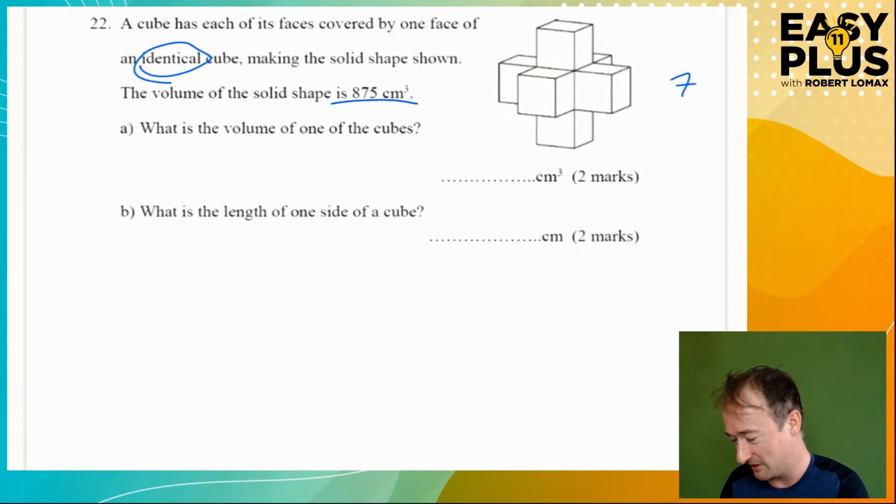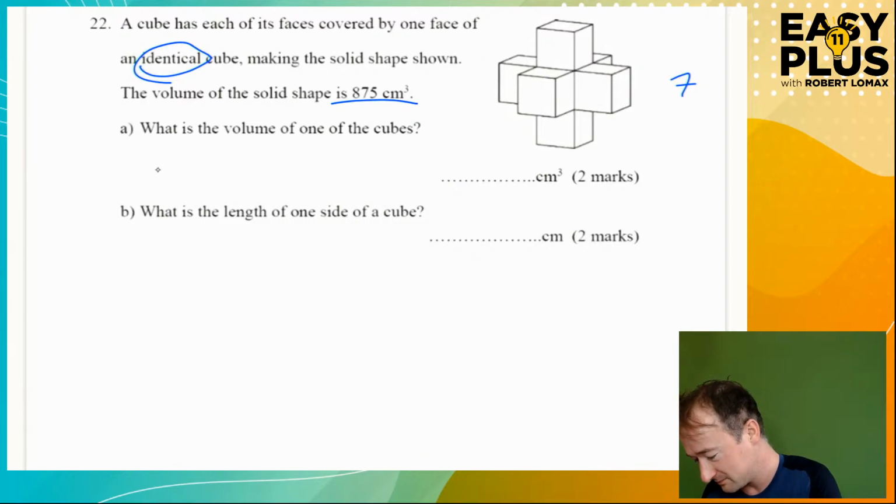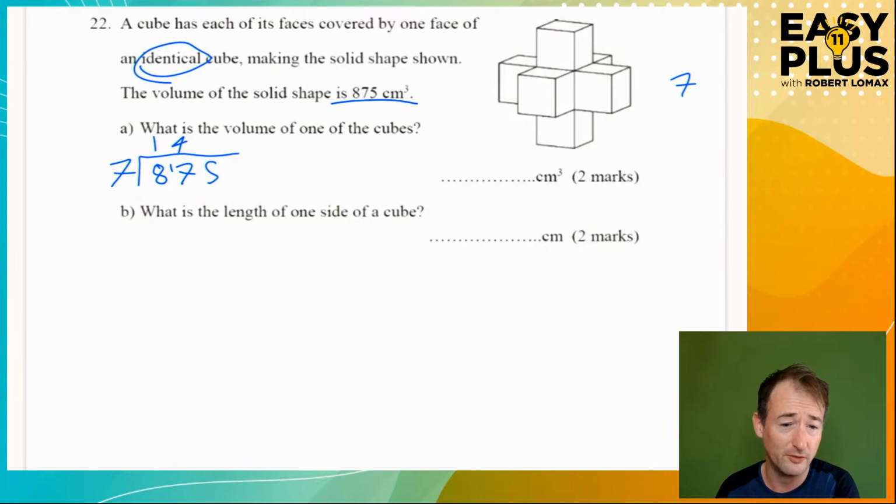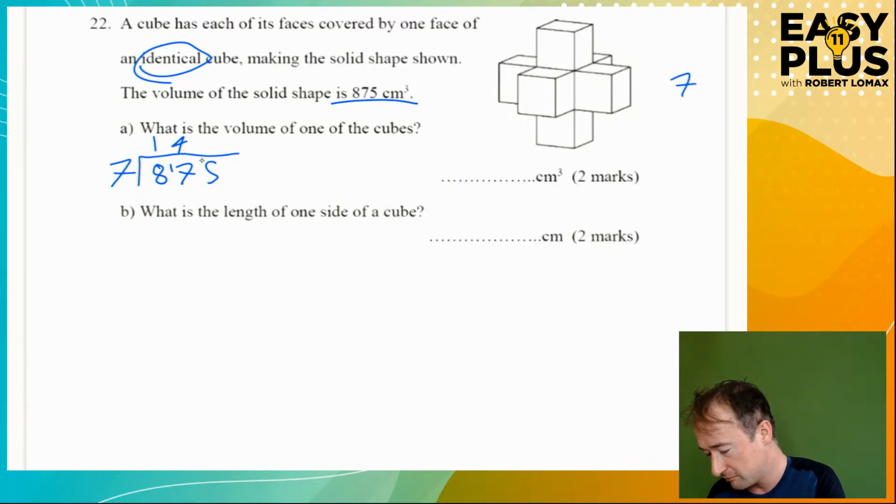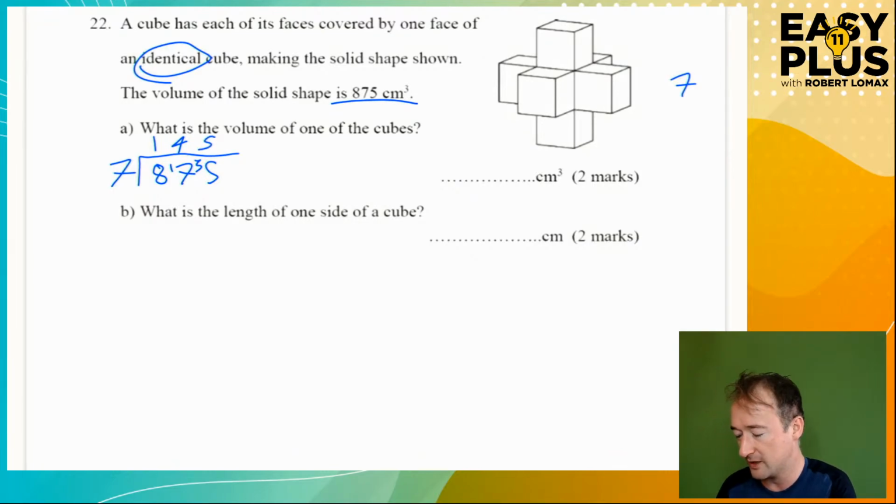Let's find out. Right, so 875 divided into 7 cubes. So the total volume, what is it for each cube? So 7 goes into 8 once. We've got 1 left over. 7 goes into 17 twice. 2 7s, 14. So we've got 3 to carry over. And 7 goes into 35 5 times. Okay, you need to know your times tables to do these things.